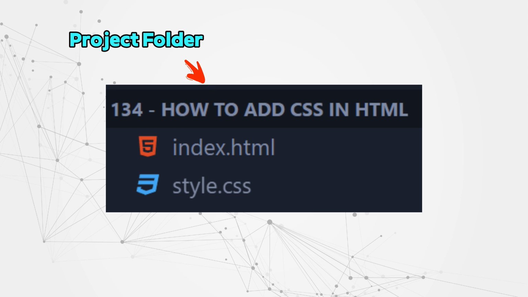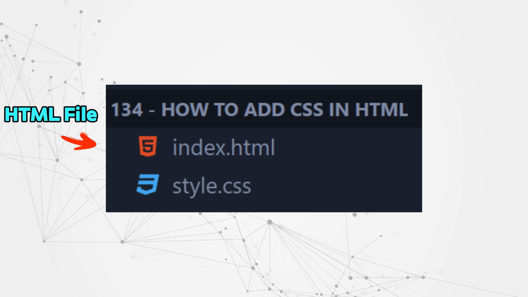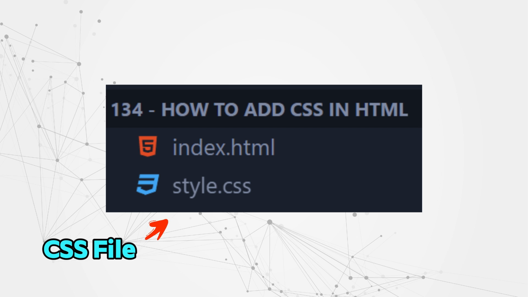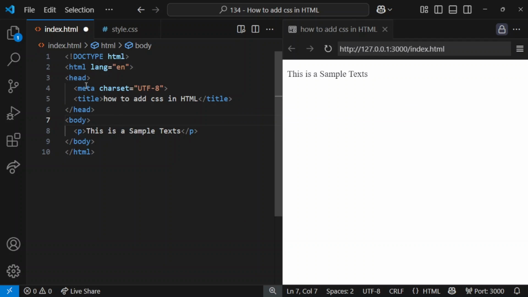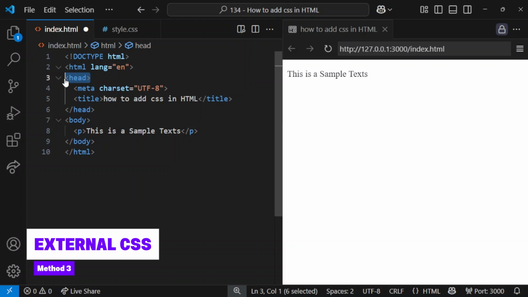As you can see, I've created one dedicated folder for this project, and inside it, there's one HTML file and one CSS file, which I've named style.css. Alright, now I'm going to explain the external CSS method.